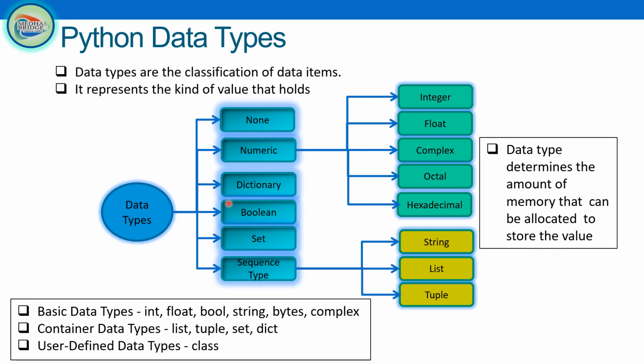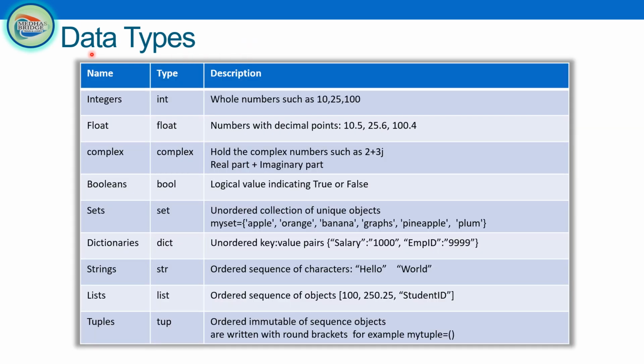Here are the data types: none, numeric, dictionary, boolean, set, sequence type. Under numeric, we have integer, float, complex, octal, hexadecimal. Under sequence type, string, list, tuple. The container data types are list, tuple, set, dict. The user-defined data types are class. Data types: int, float, complex, bool, set, dictionary, string, list, tuple.